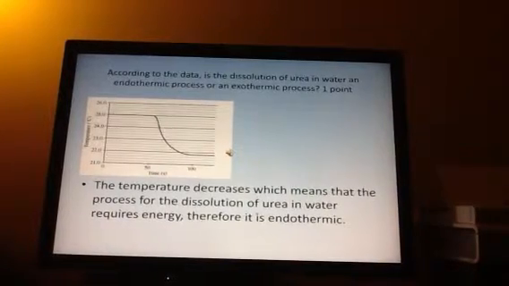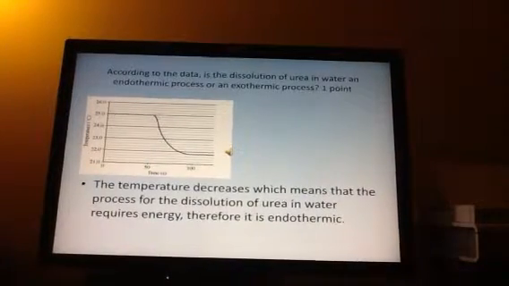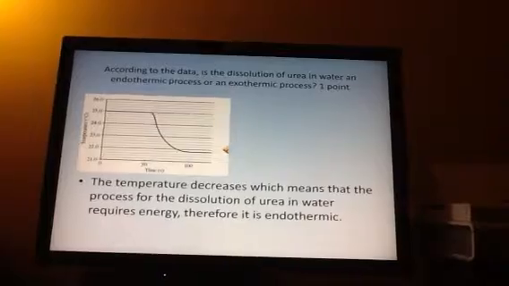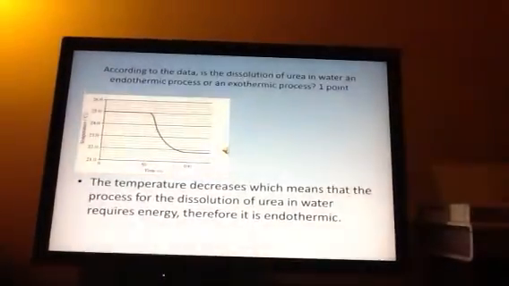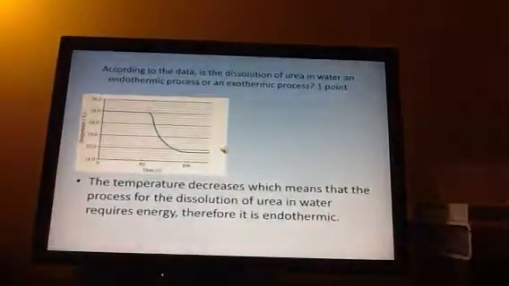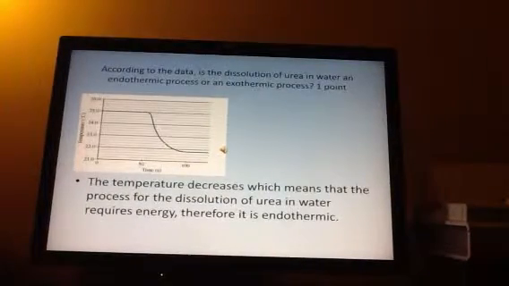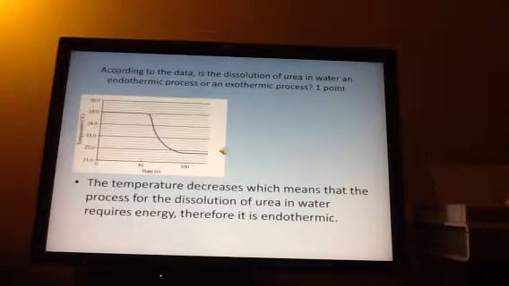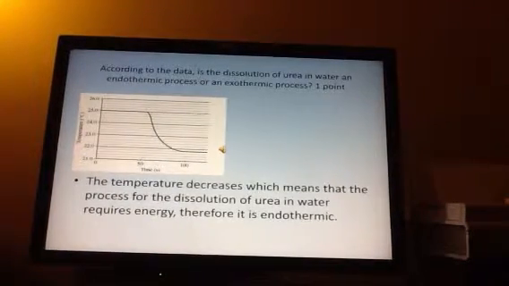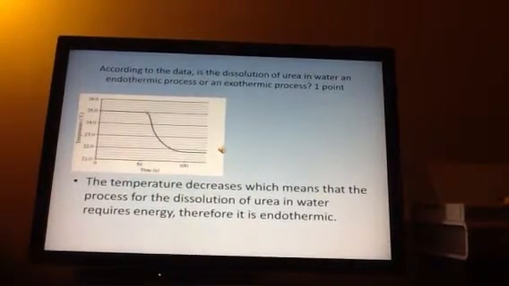Question 3 says, according to the data, is the dissolution of urea in water an endothermic process or an exothermic process? And this question is worth 1 point. When you look at the graph, you see that the temperature is decreasing throughout the time, which means that the process for the dissolution of urea in water requires energy, and therefore it has to be endothermic.